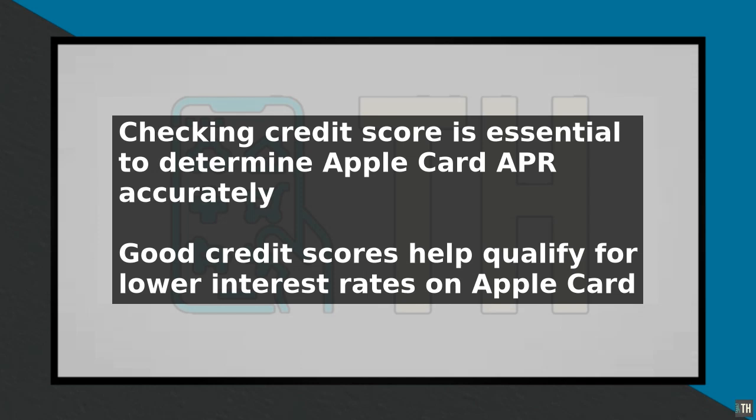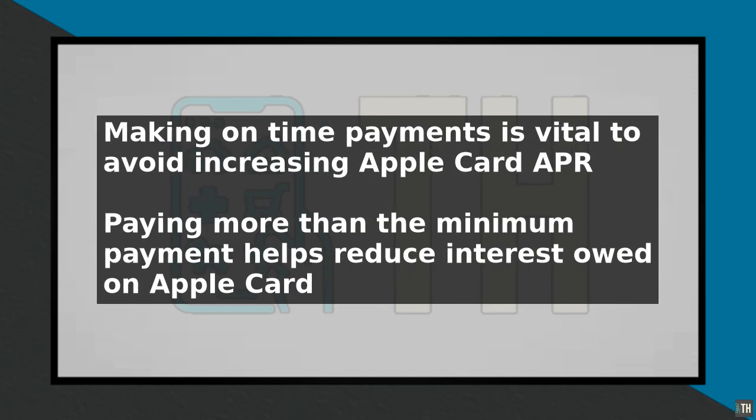Another way to lower your APR is to pay more than the minimum payment each month. This will help you pay off your principal balance faster and reduce the amount of interest you owe. Try to pay as much as you can afford each month to lower your APR.